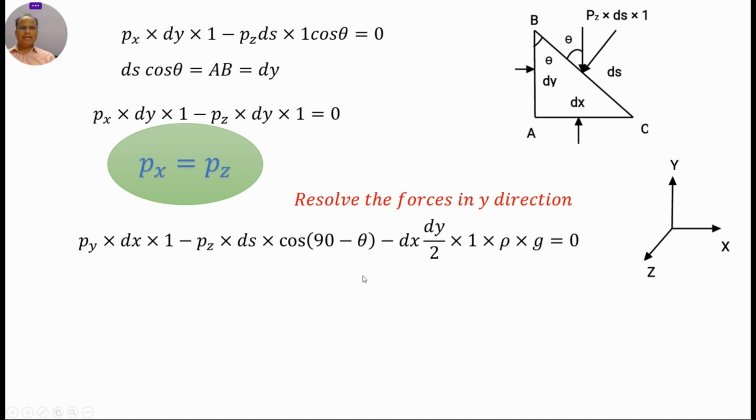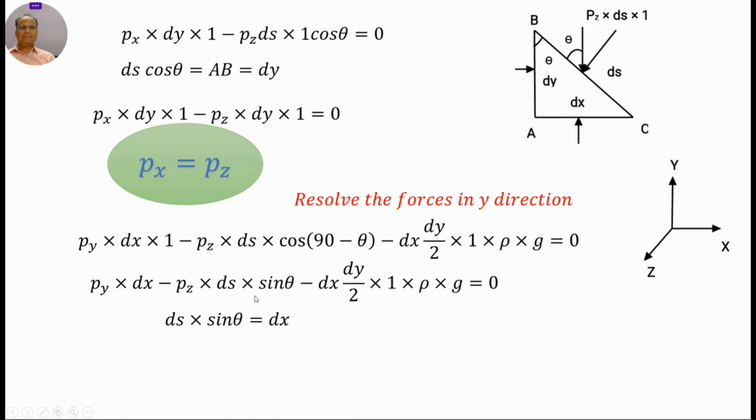Now again we'll solve it. Cos 90 minus theta changes into sin theta, and here ds sin theta is nothing but dx. If I resolve the ds again, this is ds cos theta and this is ds sin theta. Now I'll put this value of dx here. So Py into dx minus Pz into dx is equal to 0.